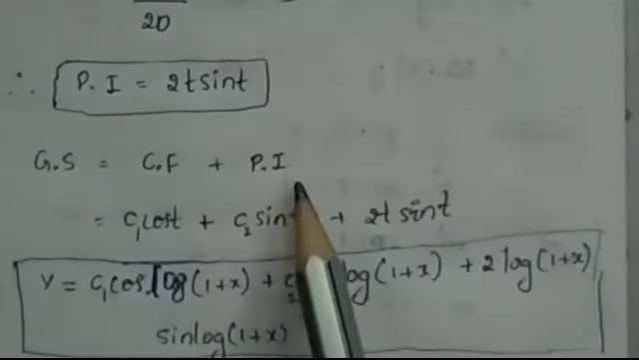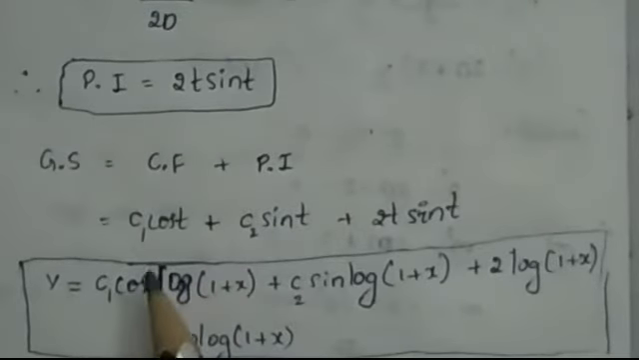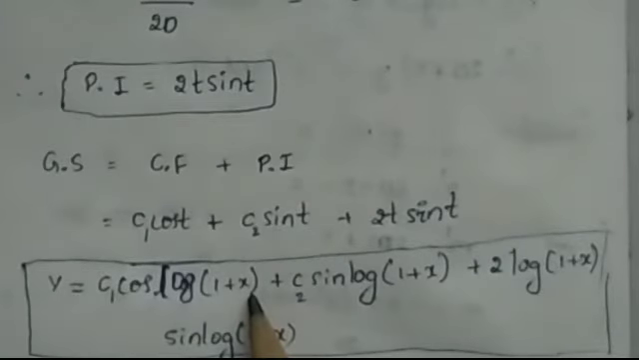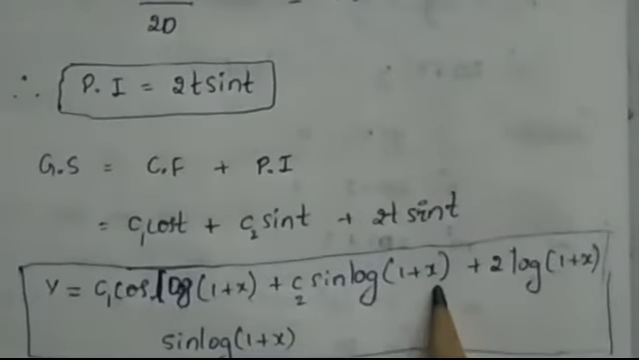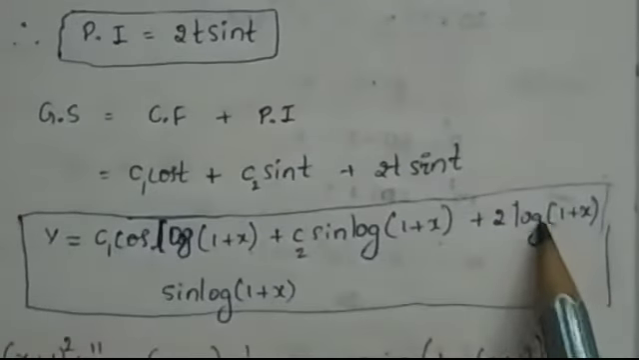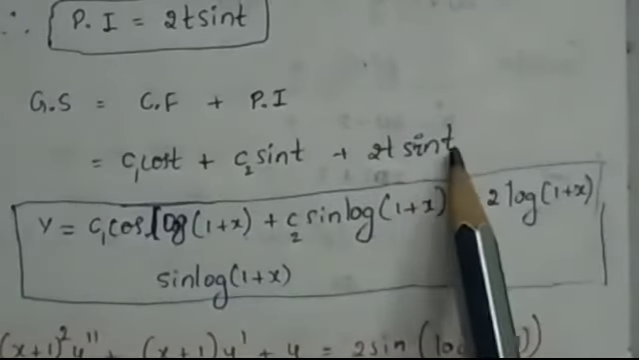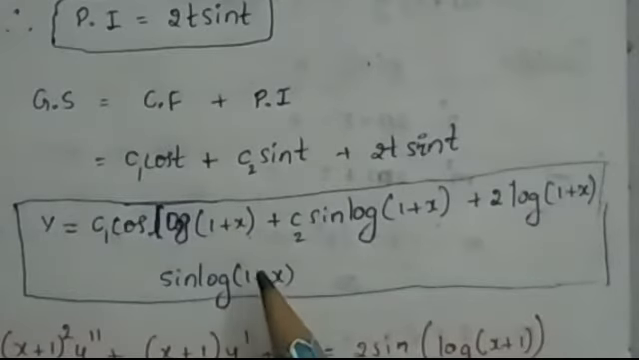So, the general solution is equal to the complementary function plus the particular integral. You add both the complementary function and the particular integral and then substitute the t value. Okay, c1 into cos t, that is cos of log of 1 plus x, plus c2 sin t, that is sin of log of 1 plus x, plus 2 t sin t, meaning 2 log of 1 plus x into sin of log of 1 plus x. That's about the general solution.